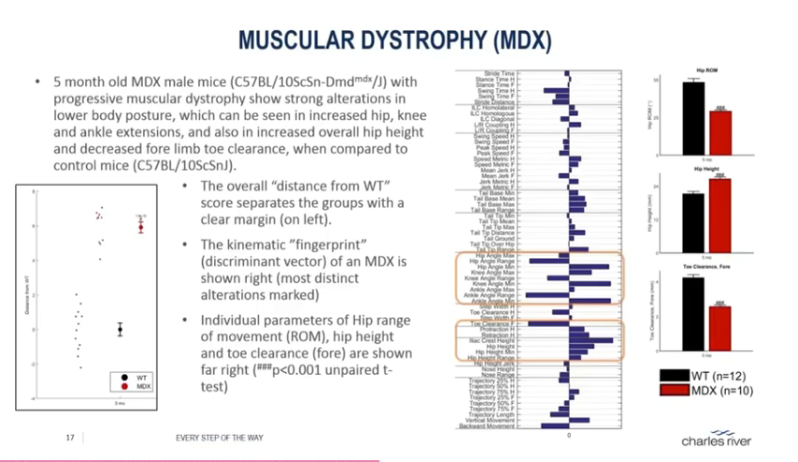These kinematic fingerprints, the discriminant vector of an MDX mouse, is shown right, with the mentioned most distinct alterations encircled in red. In the far right panel, 3 separate parameters are shown as examples: hip range of motion, hip height, and forelimb toe clearance. The overall distance from wild-type score, shown on the left panel, completely separates the genotypes.